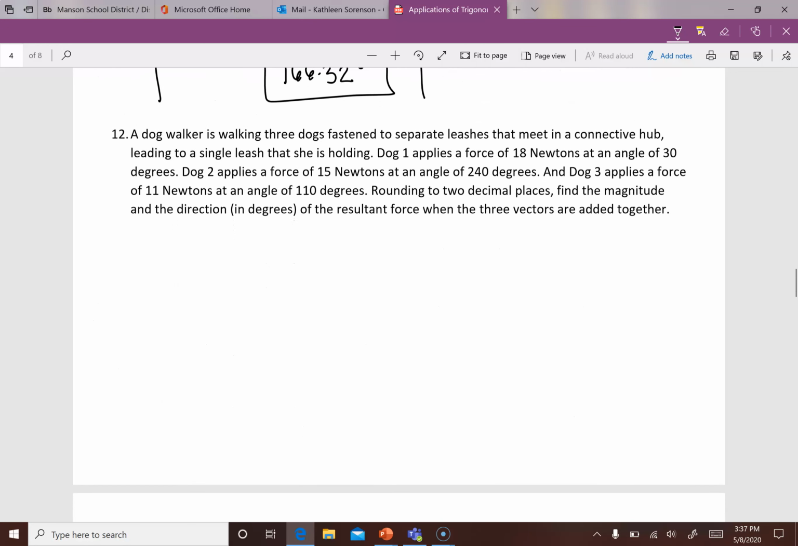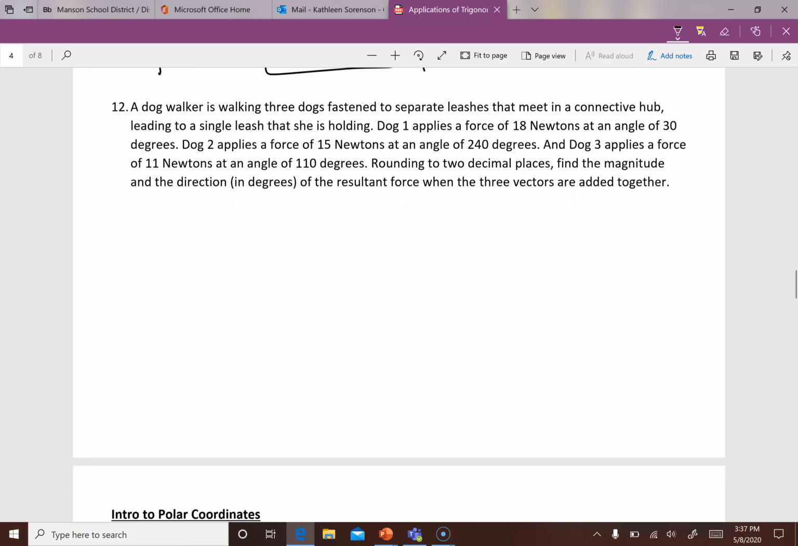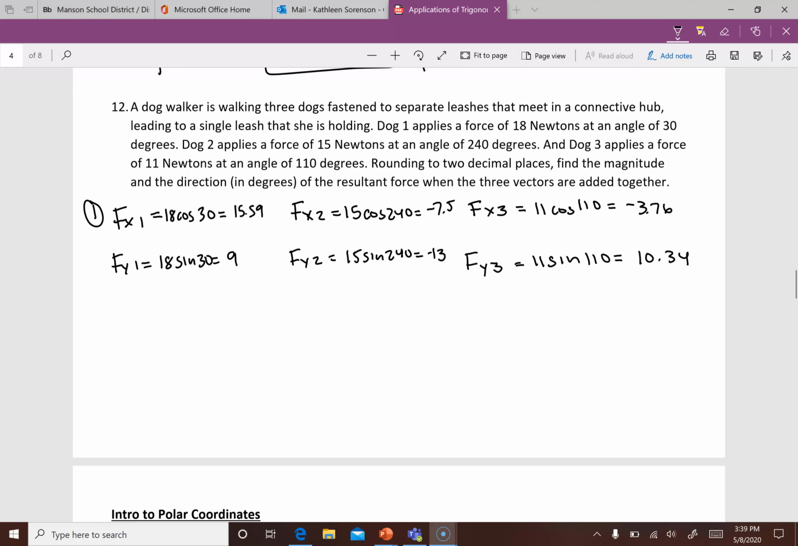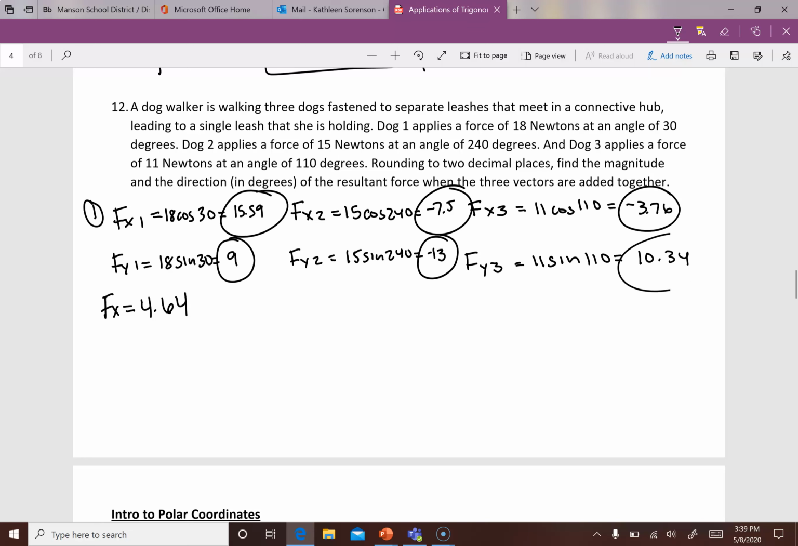Okay, this problem is the same exact thing in terms of the setup, so I'm just going to go ahead and quickly write down what all the force 1, force 2, etc. is going to be. Okay, so you just have to use the calculator to get these answers, and then once we've done that, we find that our f sub x is going to be 4.64. That's just adding up all the x values, these numbers right here. Then I add up all the y values, and I get my f sub y, which is going to be equal to 6.34.